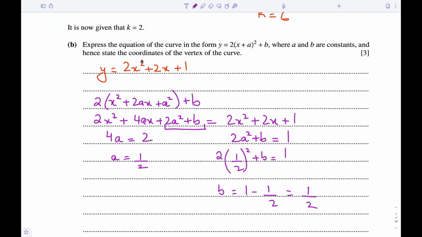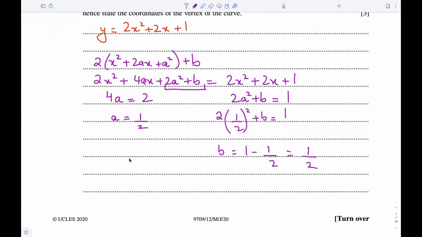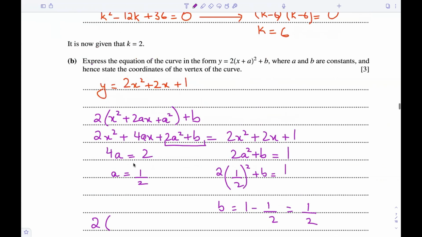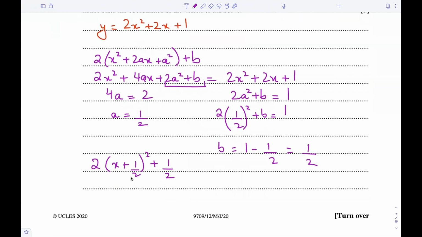Now it is saying, and hence state the coordinates of the vertex of the curve, or basically they're asking us to tell the turning point. Now, putting the values of a and b, we get 2 times x plus half whole squared plus half. So the coordinates of the turning point will be: the x coordinate will be minus half, and the y coordinate will be positive half.